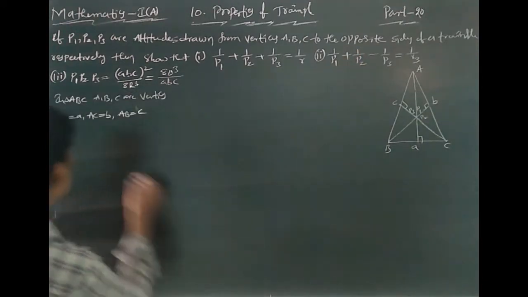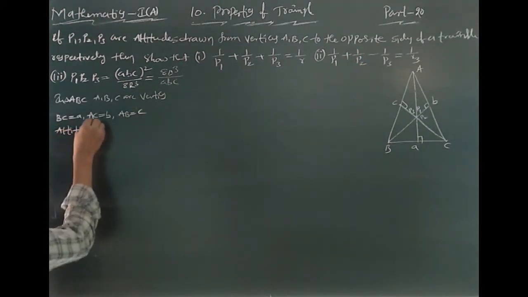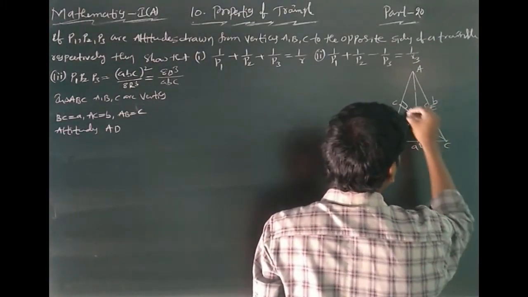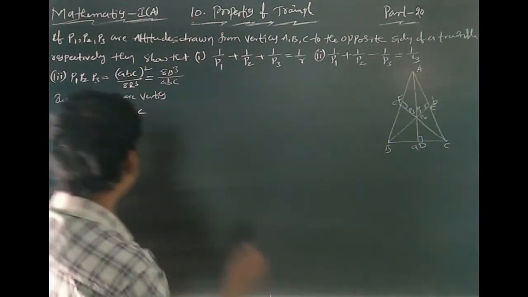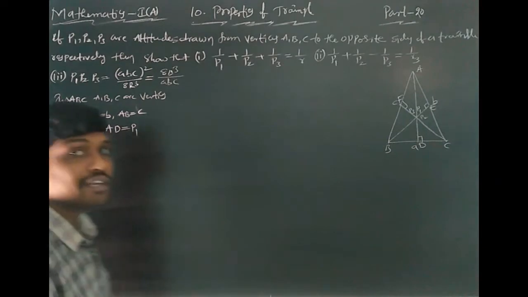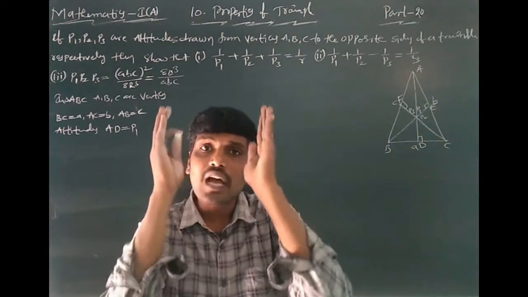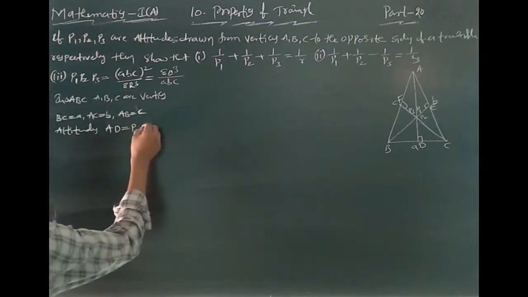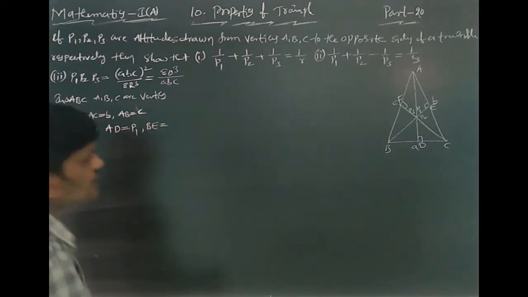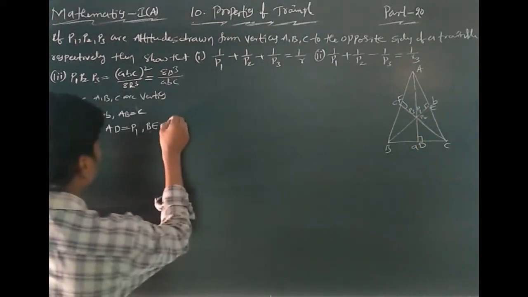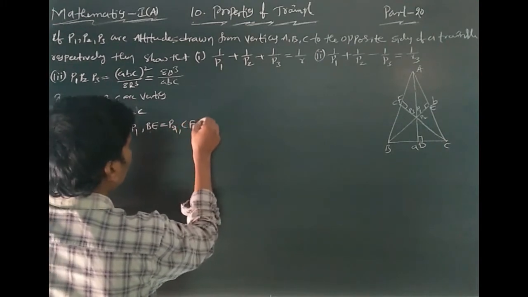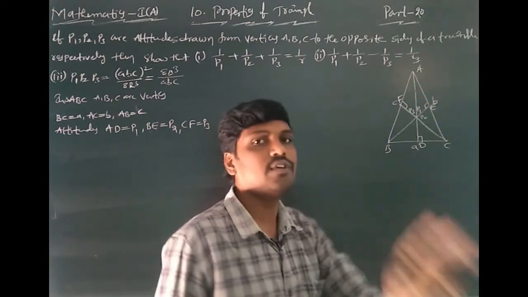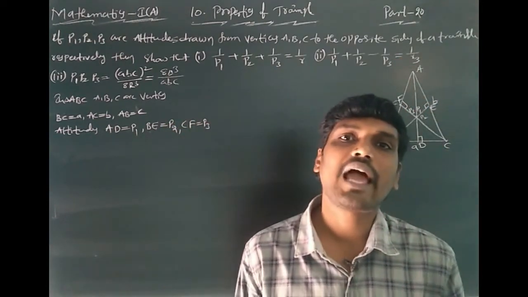After that, altitudes. What are the altitudes here? Suppose they are AD, BE, CF. AD is one altitude, and that AD value equals P1 here as given. Suppose P1 is not given, you can write the altitude as AD. Understood or not? After that, BE altitude or P2, and CF altitude or P3. These three, AD, BE and CF, are altitudes of triangle ABC.